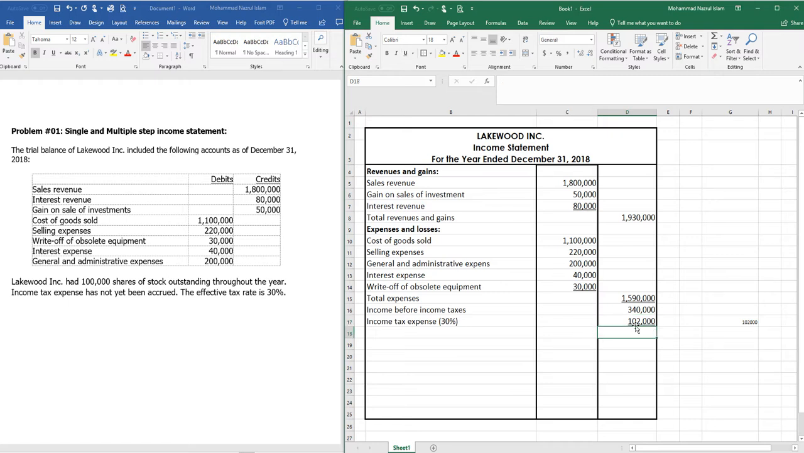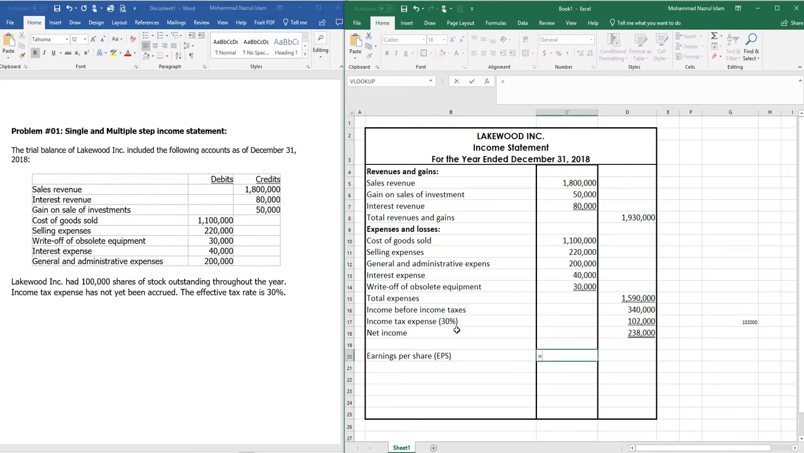So underline. Let's subtract this income tax from our D16. So D16 minus our income tax D17 gives 238,000. This is the closing, so this is our net income. Now we'll be calculating the earnings per share, which is EPS.